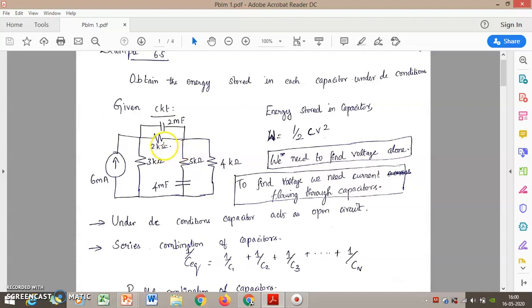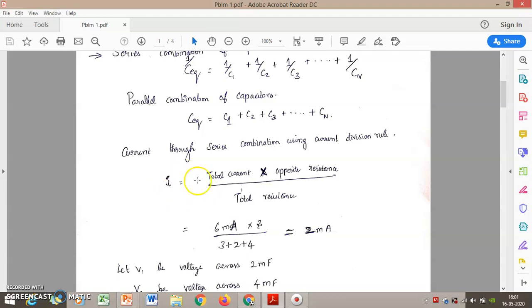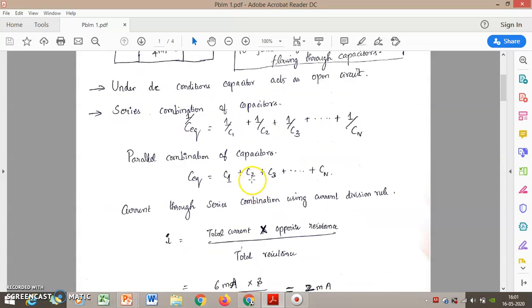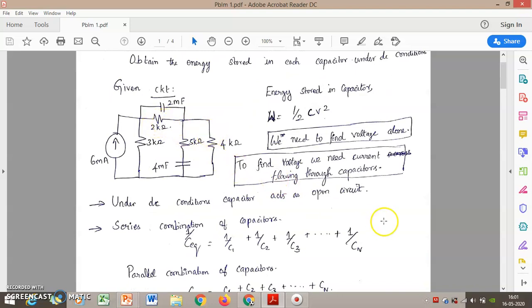To find the current through the 2 kilo ohm and 4 kilo ohm is what we need, since we need the voltage across these two for finding the voltage across the 2 millifarad and 4 millifarad. So to find the current through the 2 kilo ohm and 4 kilo ohm, we can use the current division formula, since we have only two parallel paths. I is equal to total current into opposite resistance divided by total resistance. So here for 2 and 4, the opposite will be 3. So the total current 6 milliamps into opposite 3 divided by 3 plus 2 plus 4 is equal to 2 milliamps. This is the current flowing through the 2 kilo ohm and 4 kilo ohm.